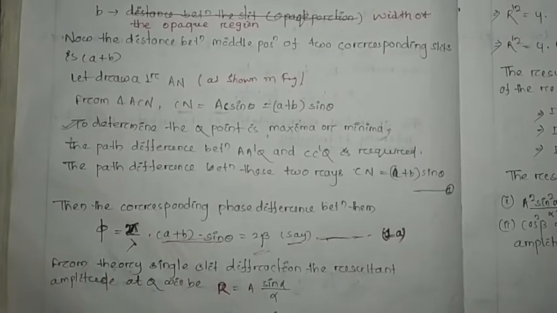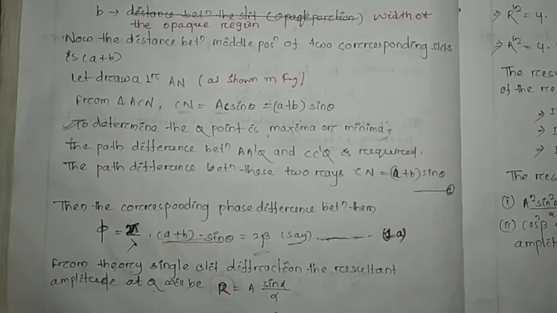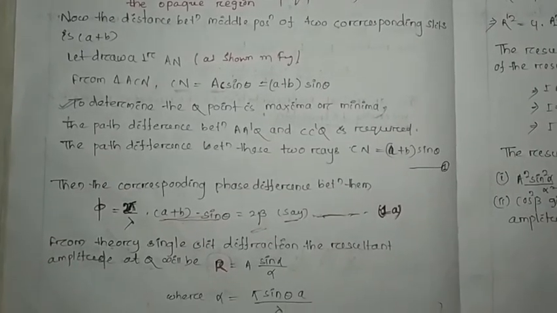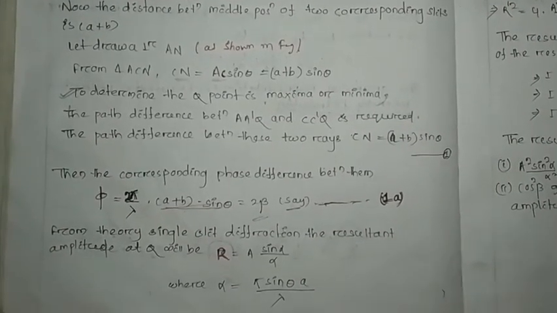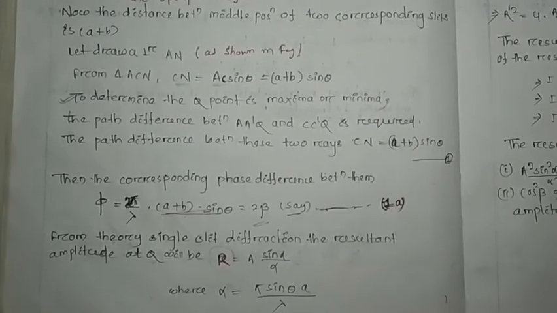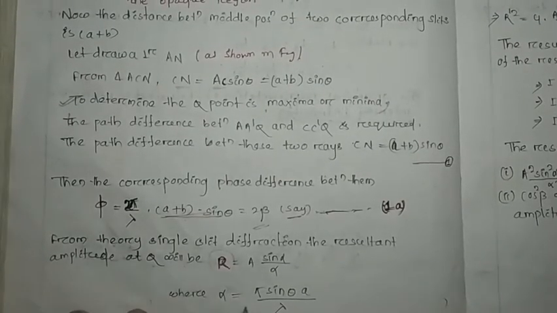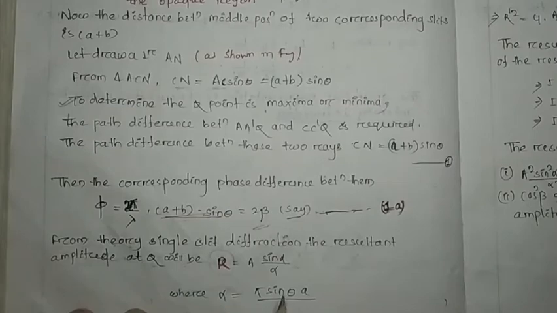From the theory of the single slit experiment, you just go back to your notes on single slit diffraction. For the single slit diffraction, we found the resultant amplitude at Q will be R, capital R, you have to write, equal to A sin alpha by alpha, where alpha is nothing but pi sin theta A by lambda.